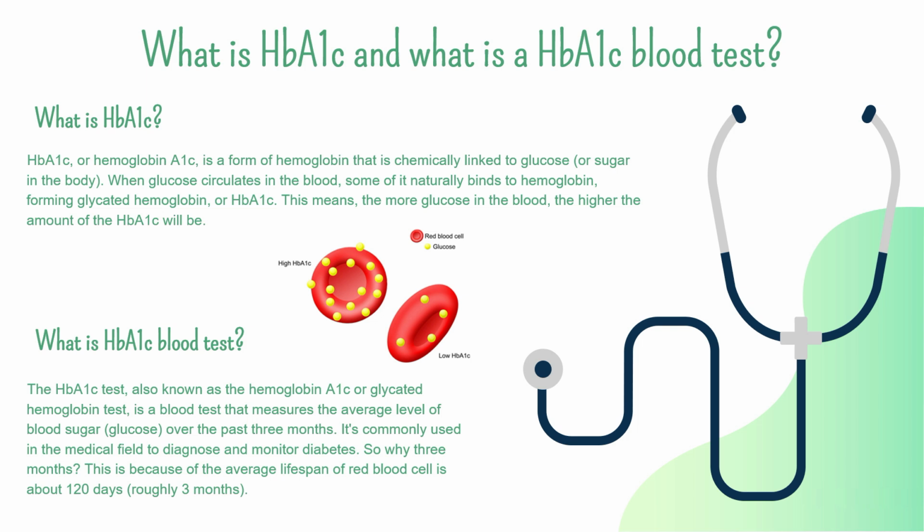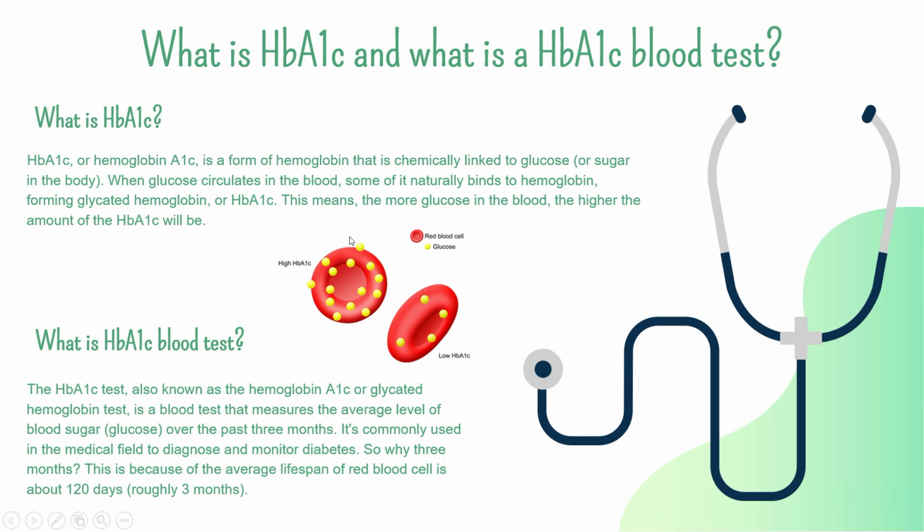So what is HbA1c and what is an HbA1c blood test? First, let's explore what is HbA1c. HbA1c, or hemoglobin A1c, is a form of hemoglobin that is chemically linked to glucose or sugar in the body. When glucose circulates in our blood, some of it naturally binds to hemoglobin, forming glycated hemoglobin, or HbA1c. This means the more glucose you have in your blood, the higher the amount of HbA1c will be.